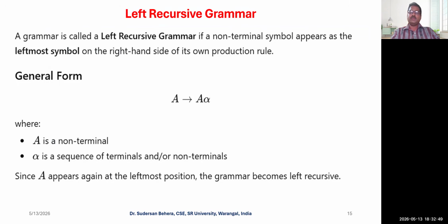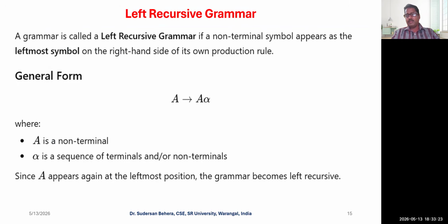So B is equal to B. There the production is left recursive, which makes the grammar left recursive. Such kind of grammar is also not accepted by any parser, top-down parser or bottom-up parser, because it has been seen that this type of grammar leads the parser into an indefinite loop. I mean, it is a kind of recursion.